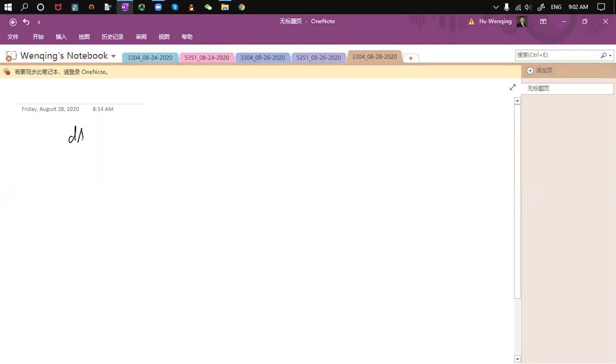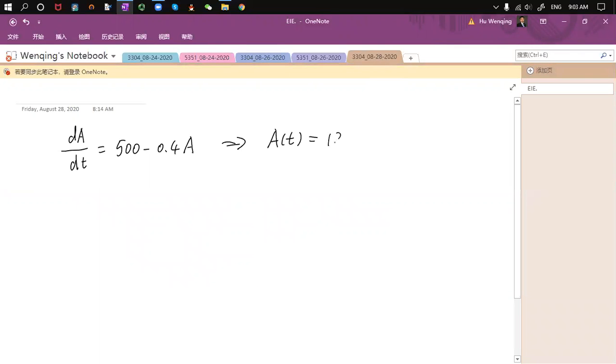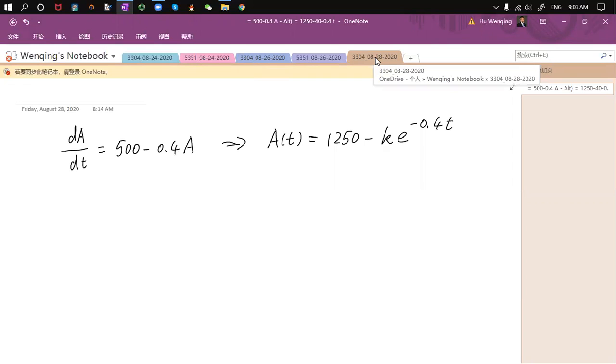Basically, we start from this equation, dA over dt is equal to 500 minus 0.4 of A. This differential equation is going to give you a solution as a function of time: A of t is equal to 1,250 minus some k times e to the power minus 0.4 of t. That's the solution as a function of time. But what you really see is that this solution depends on the constant k.